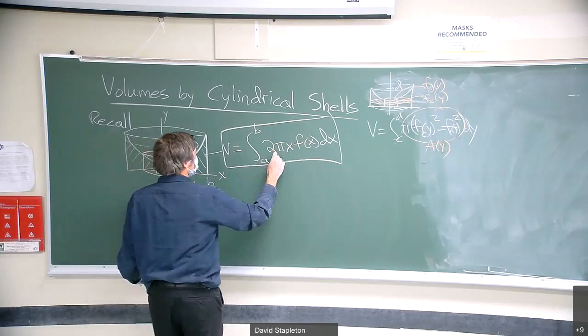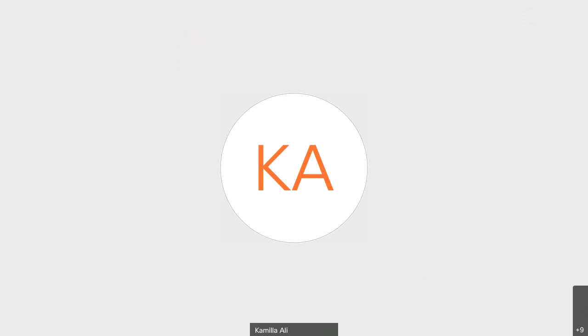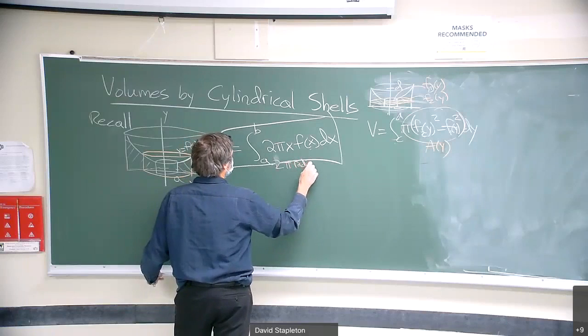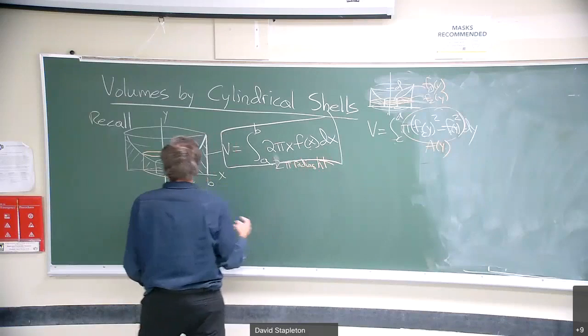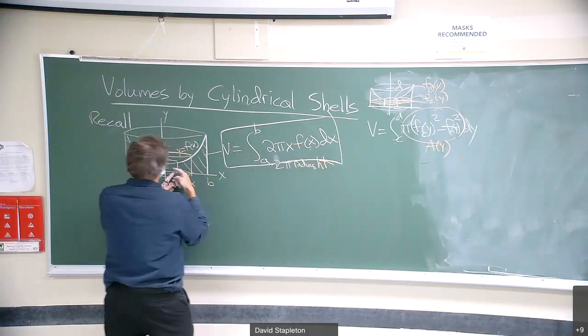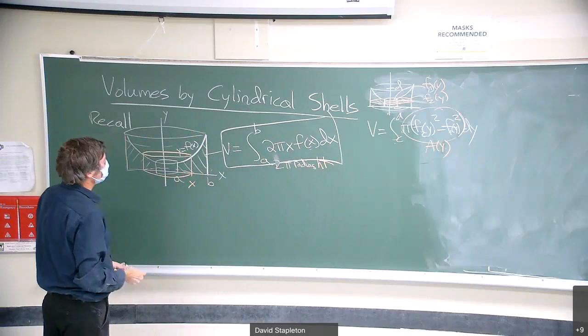That's what this is. This is 2 pi radius times height. 2 pi radius height. And that's a way to remember this. It's the area of the typical cylinder. You're integrating the area of the cylinder, x going from a to b. So that's how you do this.